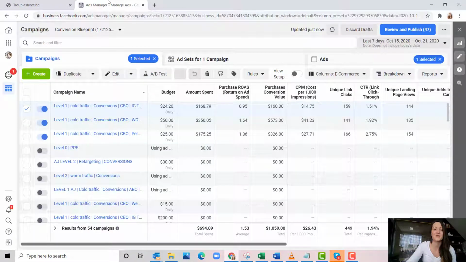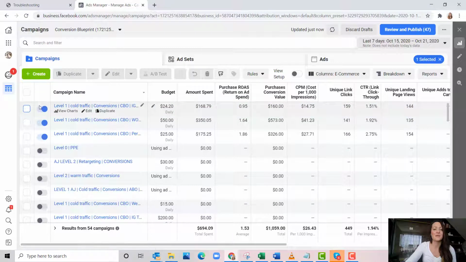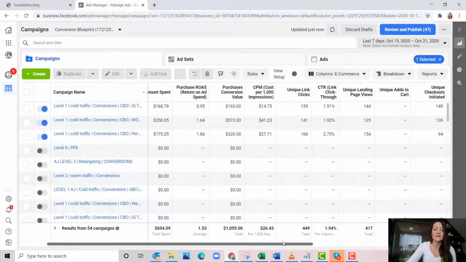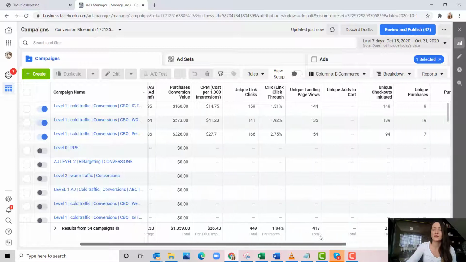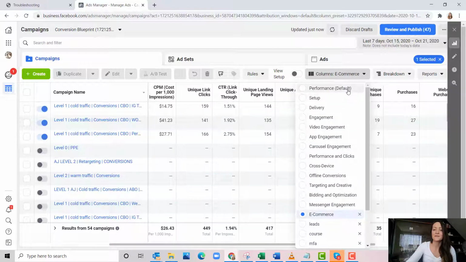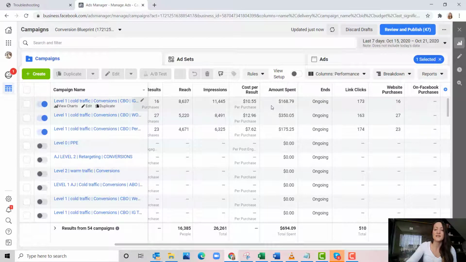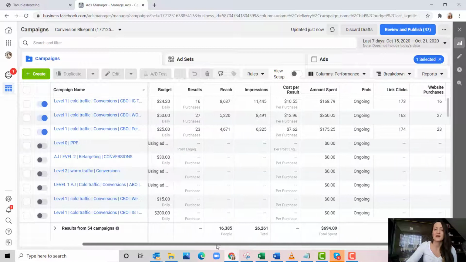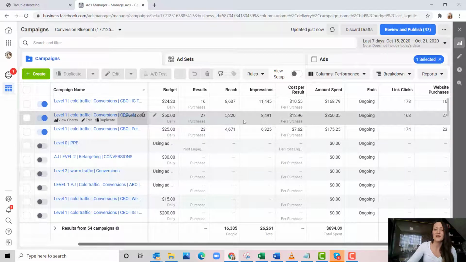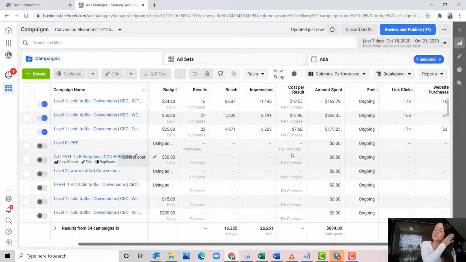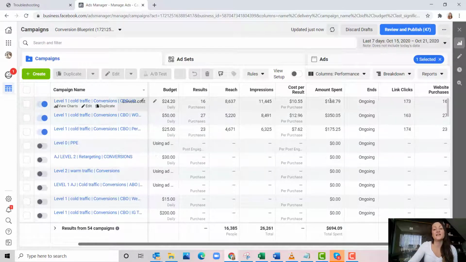So now I want to hop into Facebook's Ads Manager, and you can see I'm here in my account for Conversion Blueprint, and these are my active campaigns. And now I want to look into the performance. Here you can see the amount that I've spent over the last 7 days. Here is the amount of results that I got, and here's my cost per purchase. So to tell if I'm satisfied with the results now, I have to look into those things.